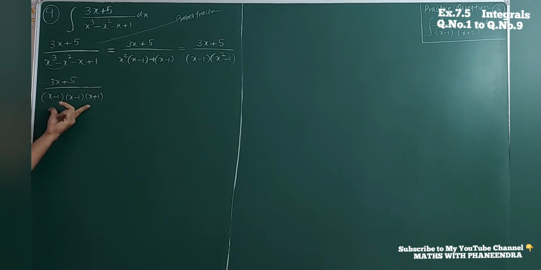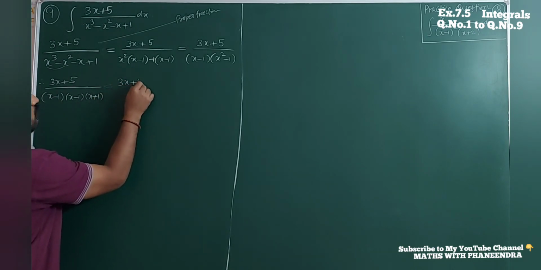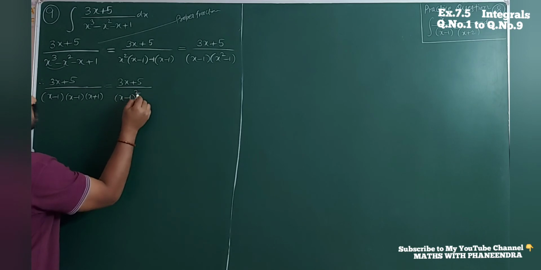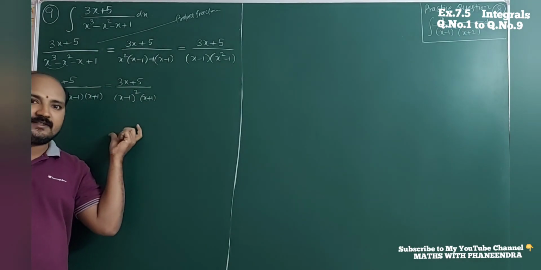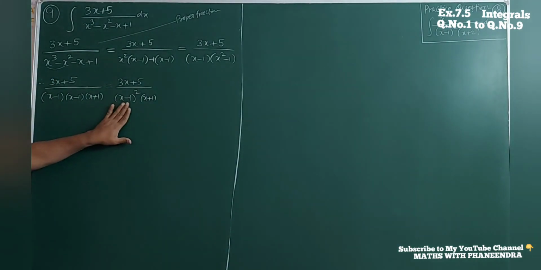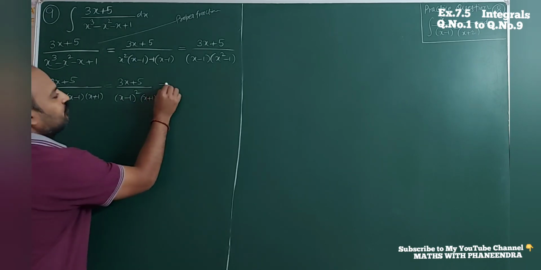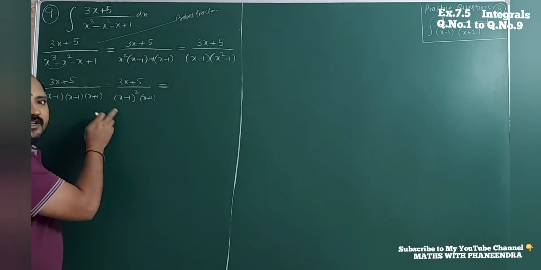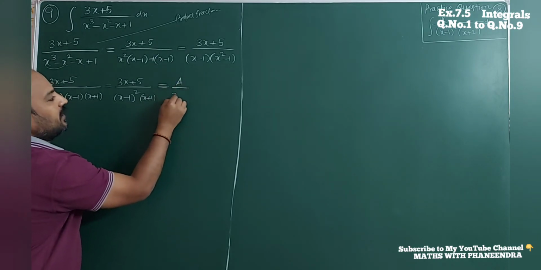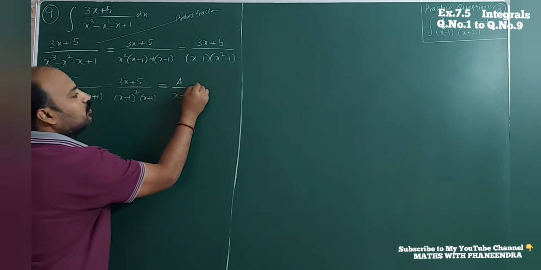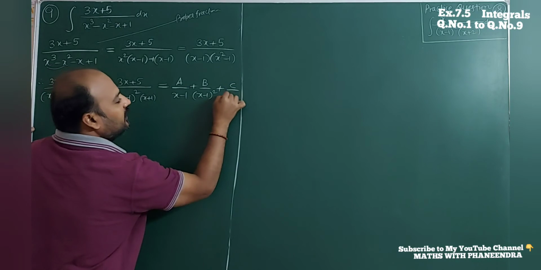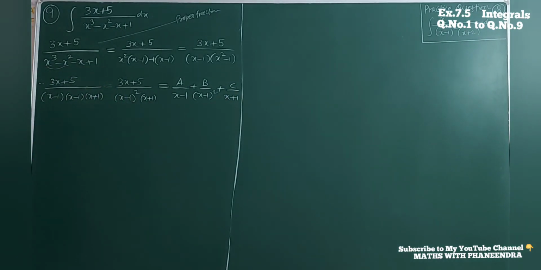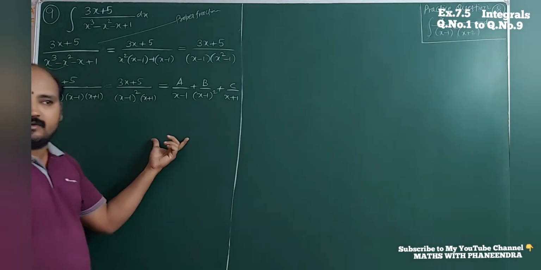So in these three factors, x minus 1 is a repeating factor. So we can write it as 3x plus 5 by x minus 1 whole square into x plus 1, which I already discussed in the beginning of the class session. Whenever repeated factor and linear factor is there, x minus 1 whole square, repeated factor is x minus 1. So first we have to write a by x minus 1. Whenever it is repeating twice, b by x minus 1 whole square. After that, third linear factor, c by x plus 1. I hope everyone understands. This is the way we can write that.